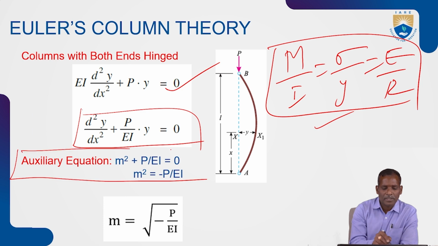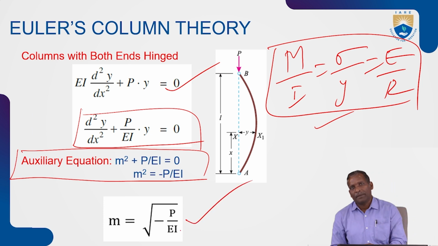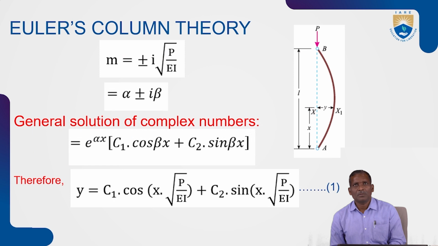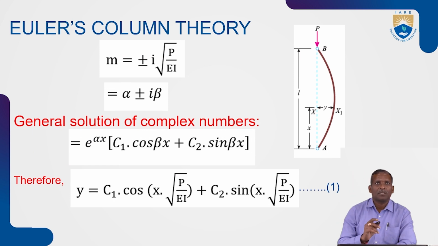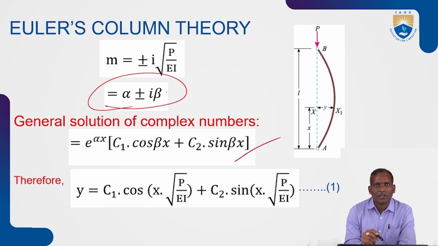For the auxiliary equation, m square plus P by EI is equal to 0, m square is equal to minus P by EI. Now the roots are given by the general solution for complex numbers: m is equal to alpha plus or minus i beta. So write down the solution for the above equation: e to the power alpha x into c1 into cos beta x plus c2 into sin beta x, in terms of c1 and c2.